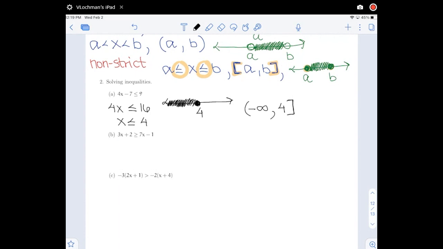Okay, let me stop here for a second. Okay, just talking about the notation. Does this make sense? The graph and the interval notation.